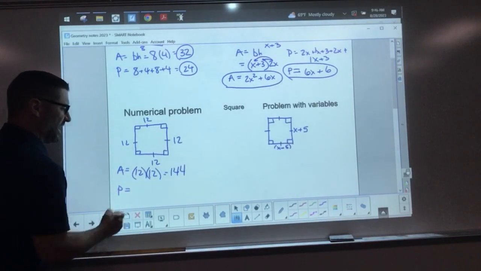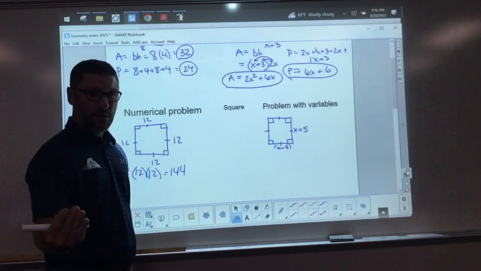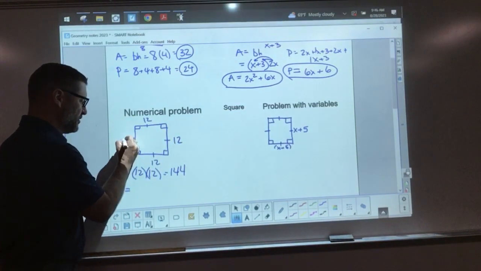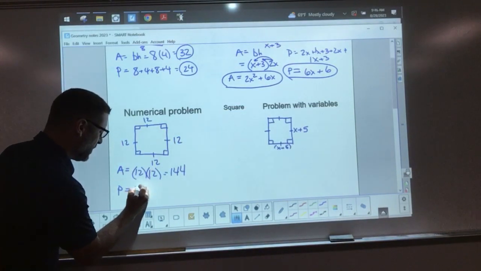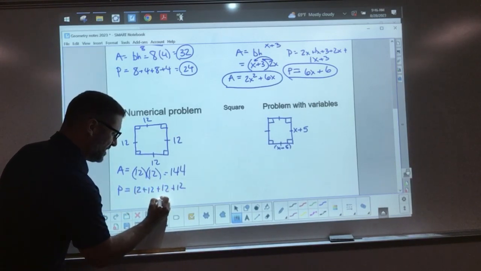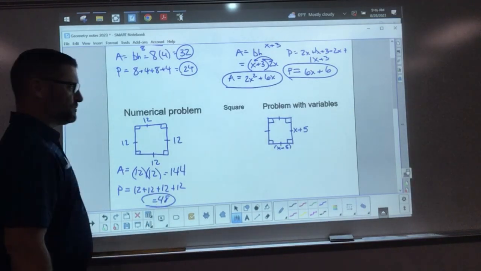Perimeter, add all sides. Or sometimes I also see 4s, or 4 times number of sides, because all these are 12. So I could do 4 times 12, or I could do 12 plus 12 plus 12 plus 12, which is 48. So I do either one of those two.